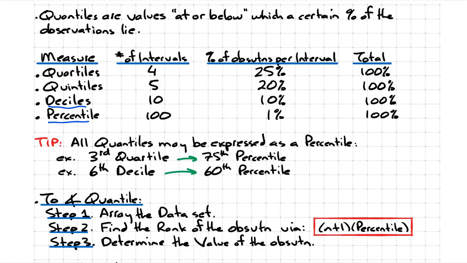Now, tip: all quantiles may be expressed as a percentile. For example, the third quartile is the same thing as the 75th percentile, or the 6th decile is the same thing as the 60th percentile. Now, the reason why this is important is as follows. Rather than having to become familiar with all forms of quantiles, we could just express all of them in terms of percentile and really master the analysis of percentiles. And that's exactly what we're going to do in our illustrations.